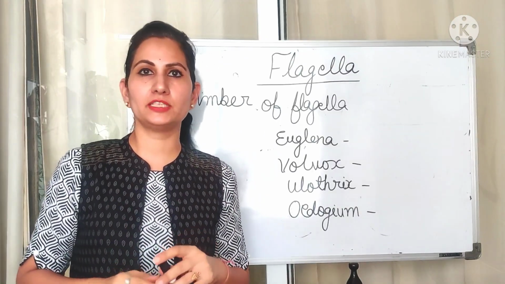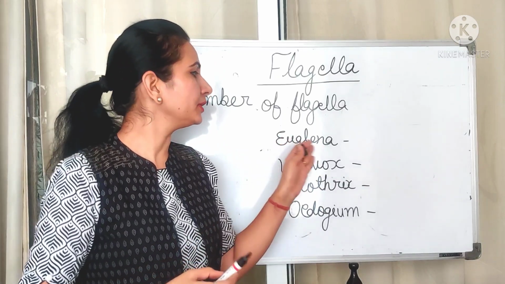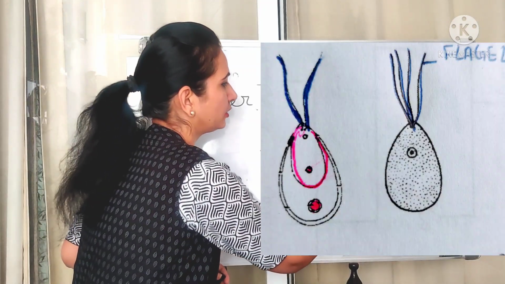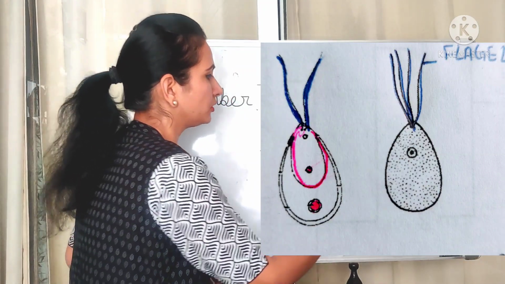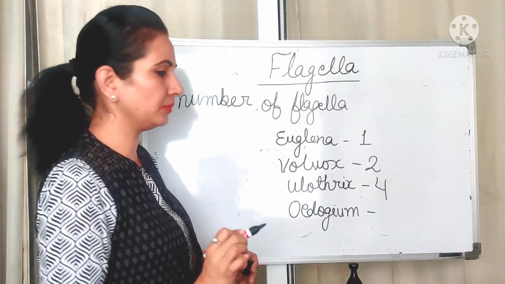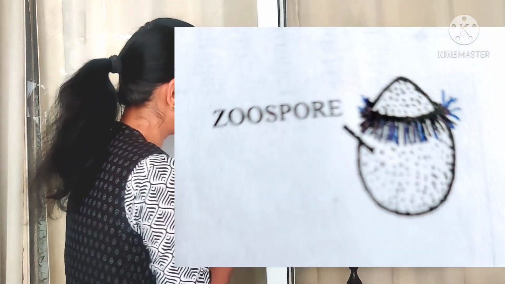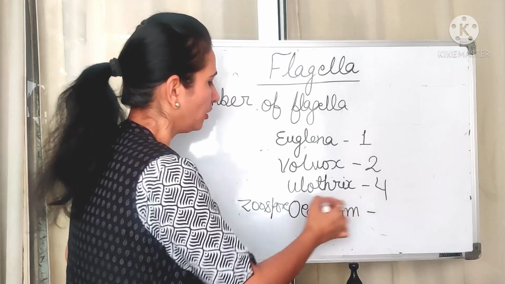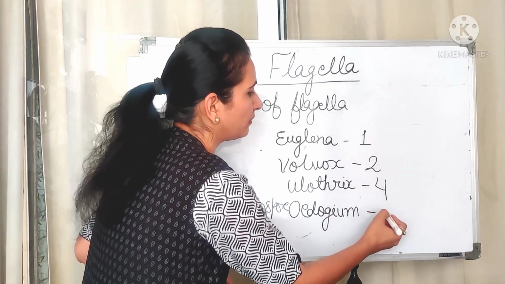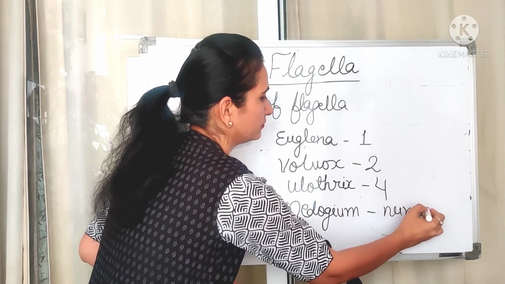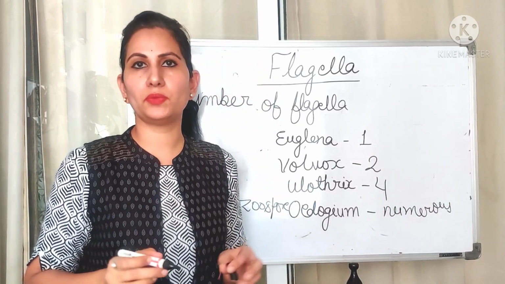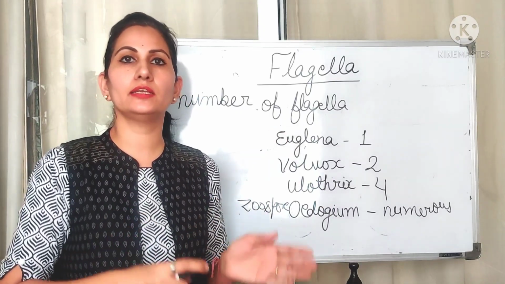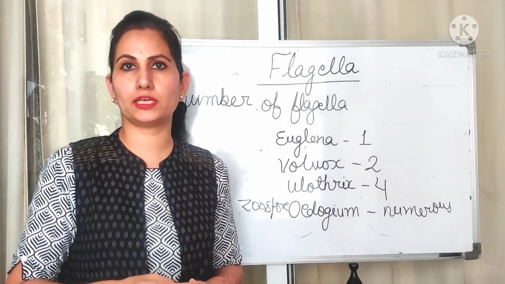The number of flagella also varies from species to species. In Euglena, the number of flagella is only 1. In Volvox, there are 2 flagella. In Eulothrix, the flagella are 4 in number. And in Oedogonium, the zoospore of Oedogonium, these are motile spores, the number of flagella is numerous. There are so many flagella on the zoospore of Oedogonium. In such a way, we can see that in different species of algae, the number of flagella differs.